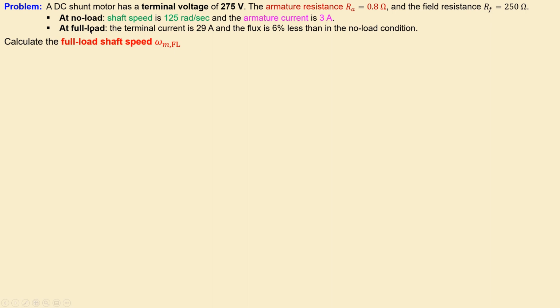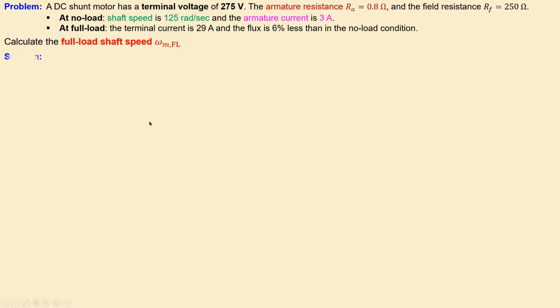But at full load condition, the terminal current is 29 amperes, and also the flux is 6% less than in the no load condition, that's due to the armature reaction. So we need to also take this into account. That will be discussed shortly. Okay, the question in this example is: calculate the full load shaft speed. It is given by omega sub m at full load, FL.